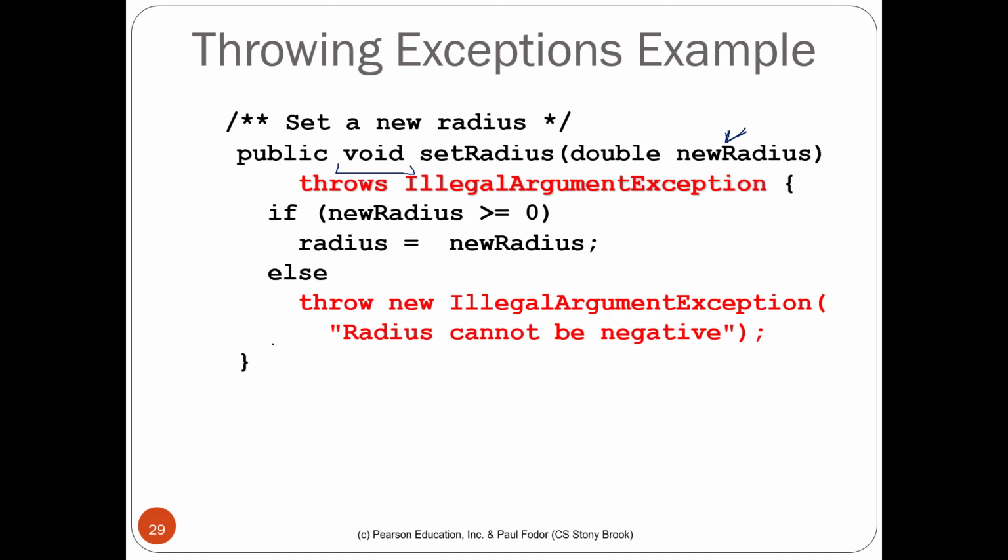And in the body of this set radius method, we will check if the radius is greater than or equal to 0, we are fine. We will update the radius to the new radius. Otherwise, if the radius is not greater than or equal to 0, now is the time when we need to create an exception object and throw that back to the method that is invoking the set radius method. So how do we do that? We say throw new illegal argument exception, and in the parentheses we put the statement that says radius cannot be negative.